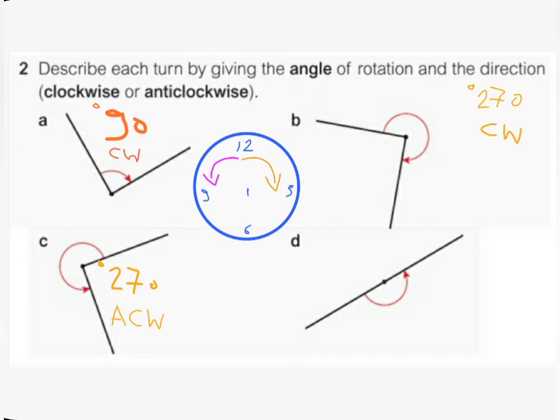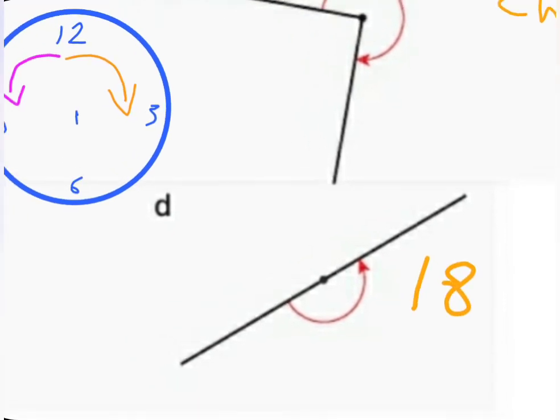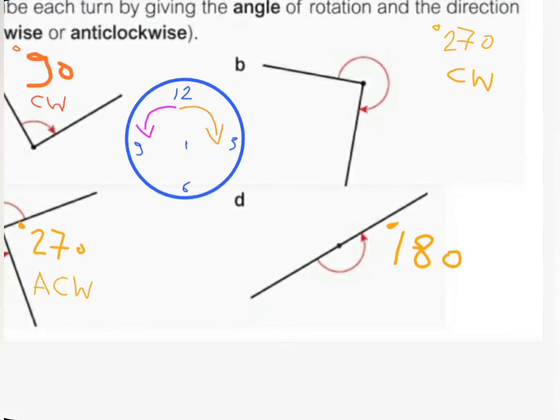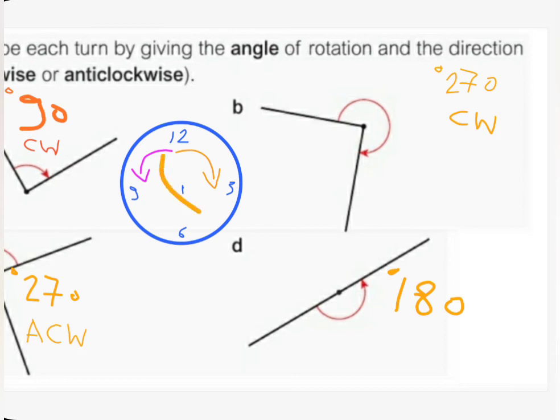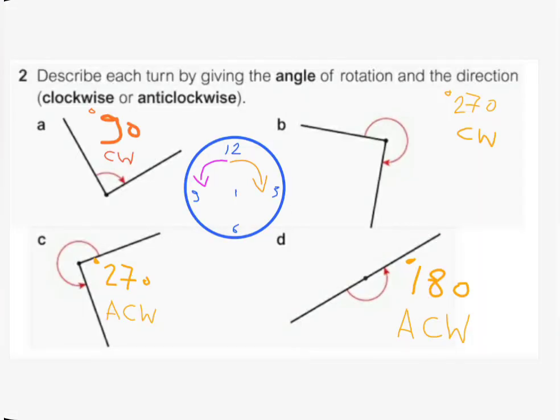When you take a look at shape D, what do you think the angle is? Very good. It's a straight line. So the angle will be 180. Good job. So straight lines have 180. And the direction of rotation, does it look like the clockwise or the anti-clockwise? Very good. It looks like the anti-clockwise. So we're going to write anti-clockwise. Very good. And this is how you answer a question like this.